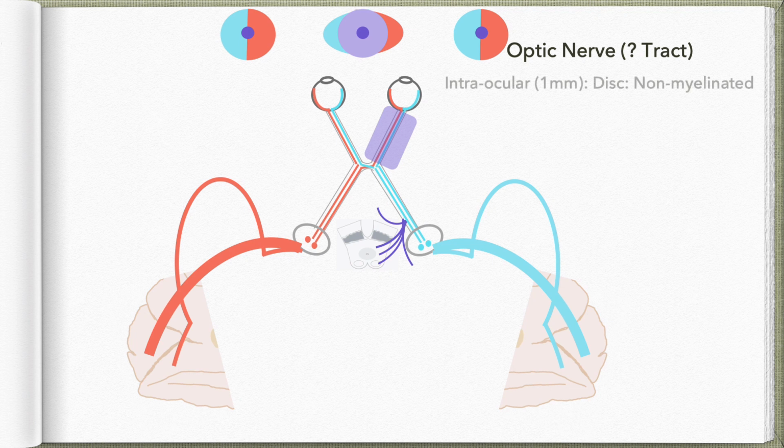It's made up of 4 parts. An intraocular part which is 1 millimeter in length, that is the portion which is forming the optic disc, and that is where the nerve fibers are non-myelinated. The second part is the intraorbital part, which is about 25 millimeters in length. This is a portion which is traveling within the orbit, within the circle formed by all the 4 recti muscles, till it reaches the optic canal.